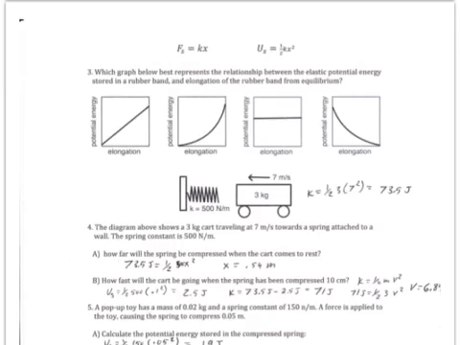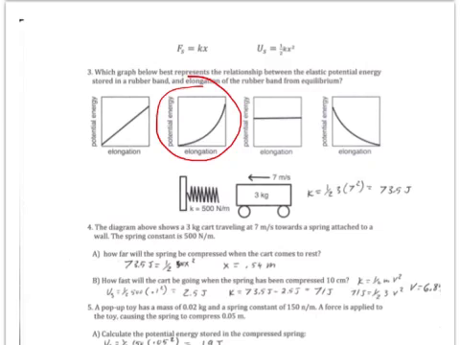Alright, which graph below best represents the relationship between elastic potential energy stored in a rubber band and the elongation, which is the value of x? Let's be careful. You notice x is a squared function. So if I double x, the amount of energy is going to go up by the square of that. And that gives me a relationship like this. When you square x, y is equal to the square of x. So I'm going to vote for this one right here.